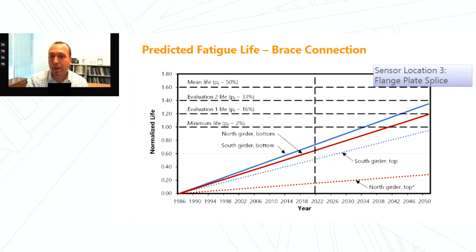We're looking at sensor location 3, which had the highest stress ranges that were measured during our instrumentation. And when we evaluated this particular structure in 2022, you can see that the solid lines, which are the bottom gauges, as well as the dashed lines, which are the top gauges, they are below that minimum life threshold that corresponds to a 2% probability of failure. And so for these gauge locations, we haven't reached that threshold yet. And even if we project into the future, 10, 15 years is when the bottom gauges start hitting that threshold, and the top gauges takes even longer to hit that threshold.